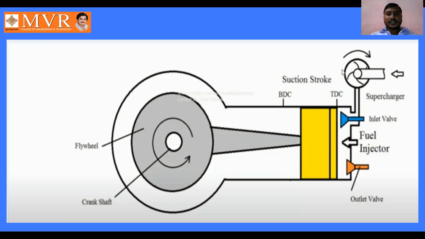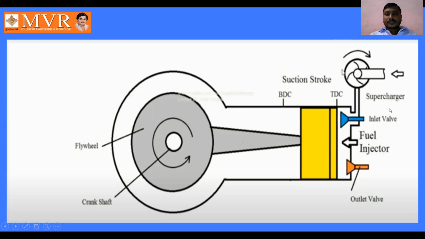Here, this is the flywheel, this is the crankshaft. This is the bottom dead center, BDC, and this is the top dead center, TDC. Here we can observe the suction stroke. This is the supercharger which we are using here, this is the inlet valve, this is the fuel injector, and this is the outlet valve. Using all these components, we explain the working principle of the diesel engine.